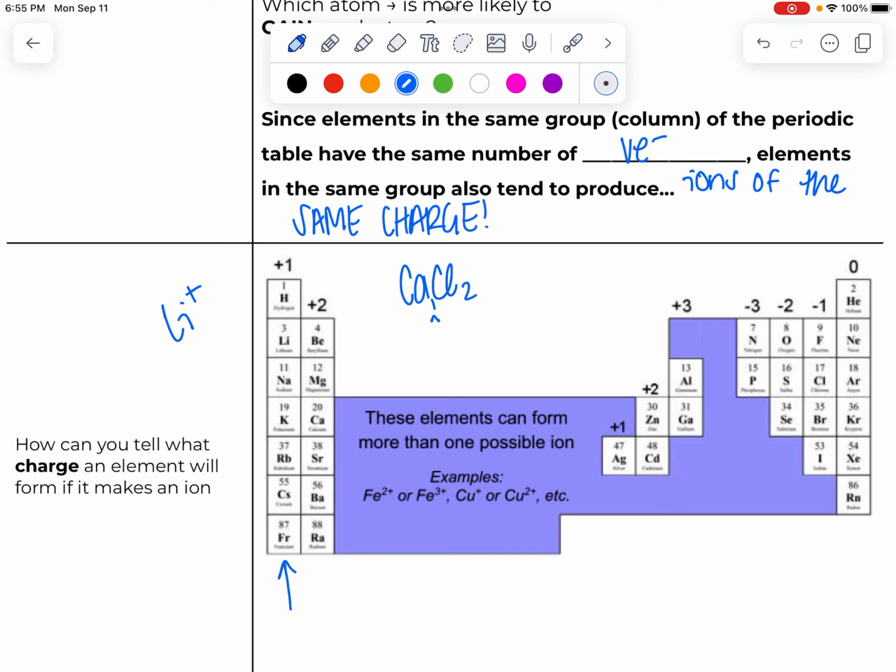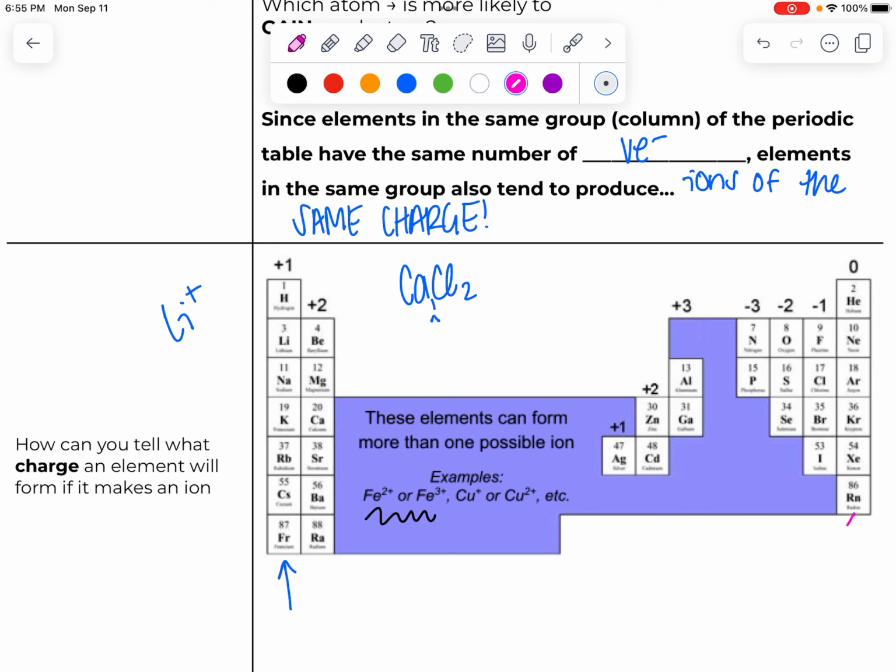Anything in this purply bluish area here, those elements can form more than 1 possible ion when they ionize. So if you take a look at this example here, iron can form iron +2 or iron +3. We will figure out how to determine what the charge on that ion is from a compound formula in the next unit.